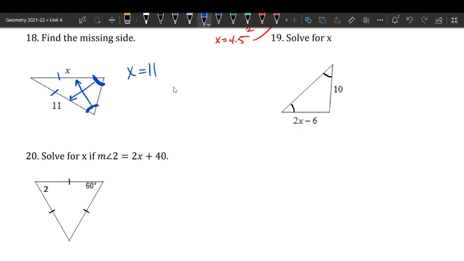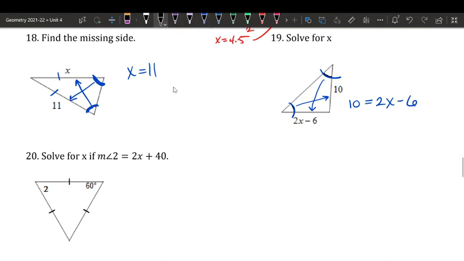Okay, and on number 19, the same thing. So I have an angle and an angle. Two angles are the same. So that means the sides across from those angles are also the same. Across from this angle is 10. Across from this angle is 2x minus 6. And if they're the same, in math, the way we say the same is equal. So 10 equals 2x minus 6.